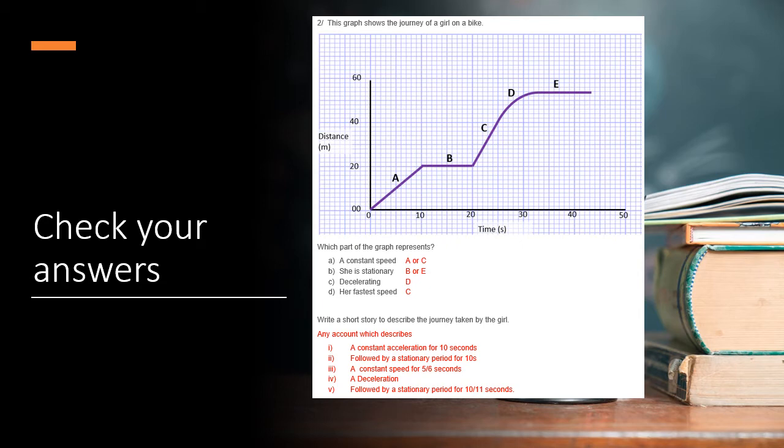You're then asked to write a short story to describe the journey. Any account will be accurate as long as it describes a constant acceleration for 10 seconds, a period where the object is stationary for 10 seconds, a constant speed for 5 or 6 seconds, a deceleration, followed by a stationary period for 10 to 11 seconds.